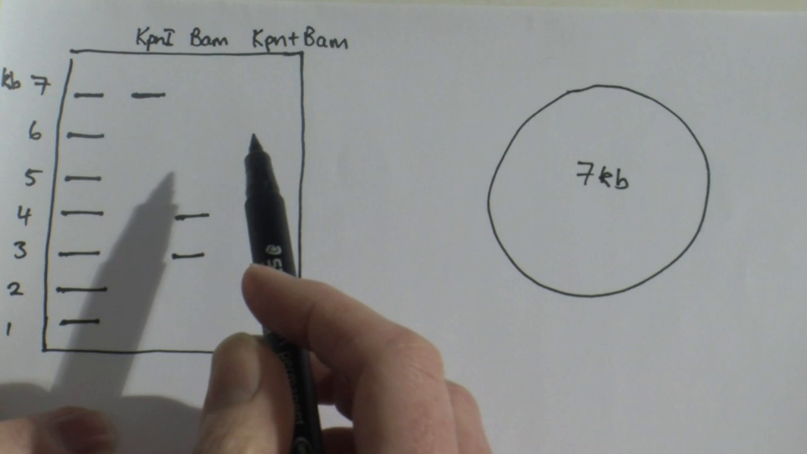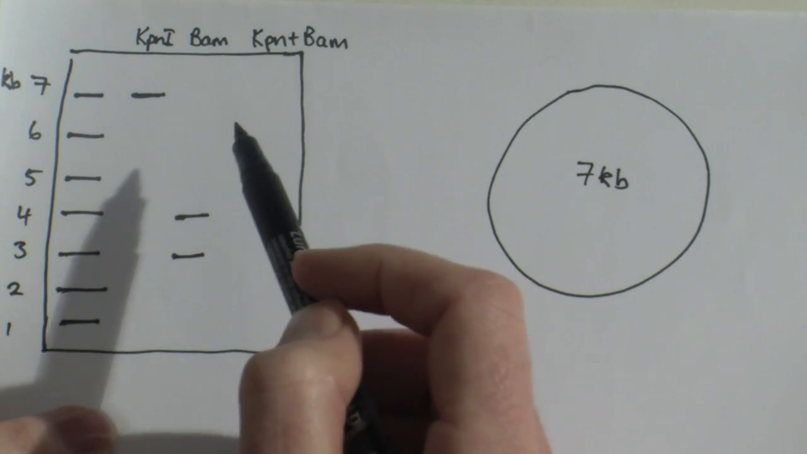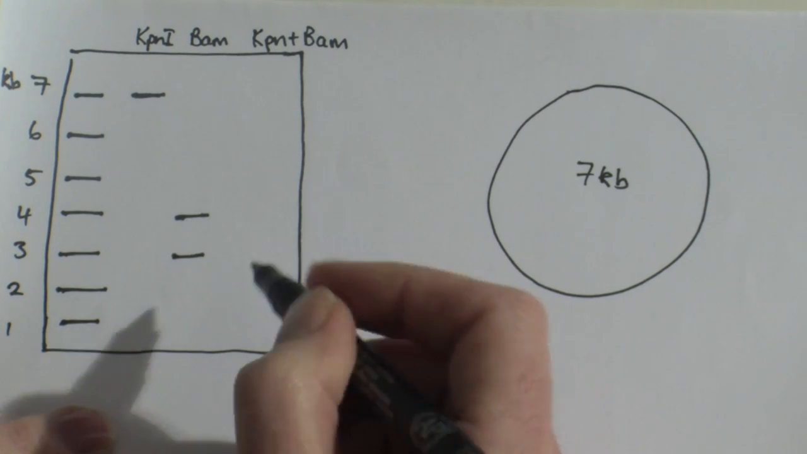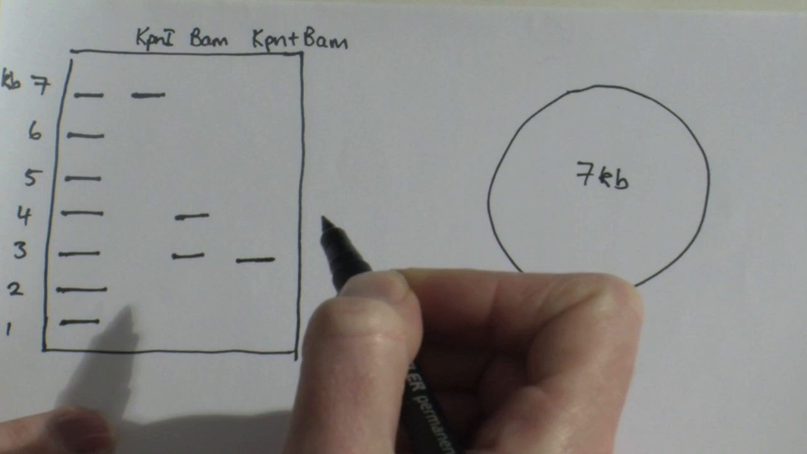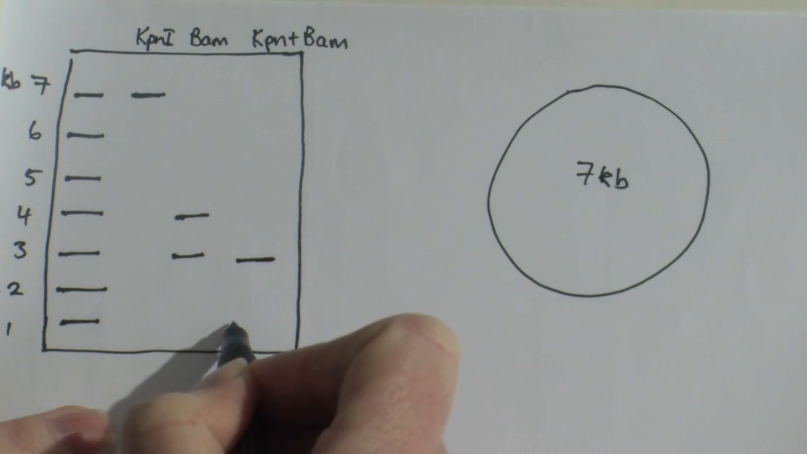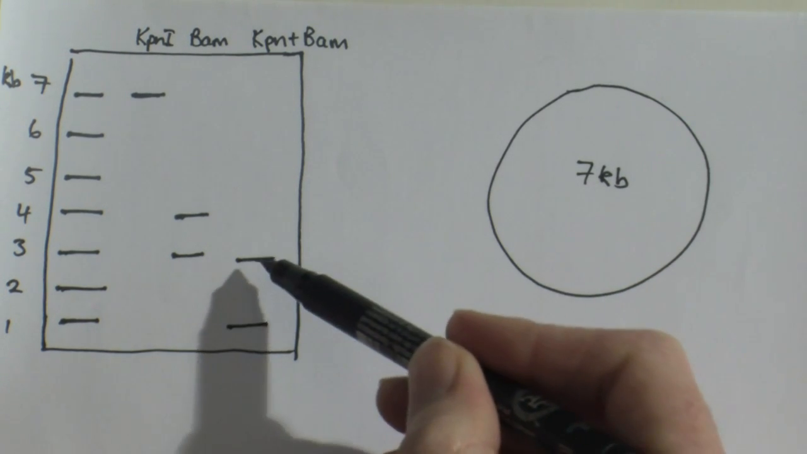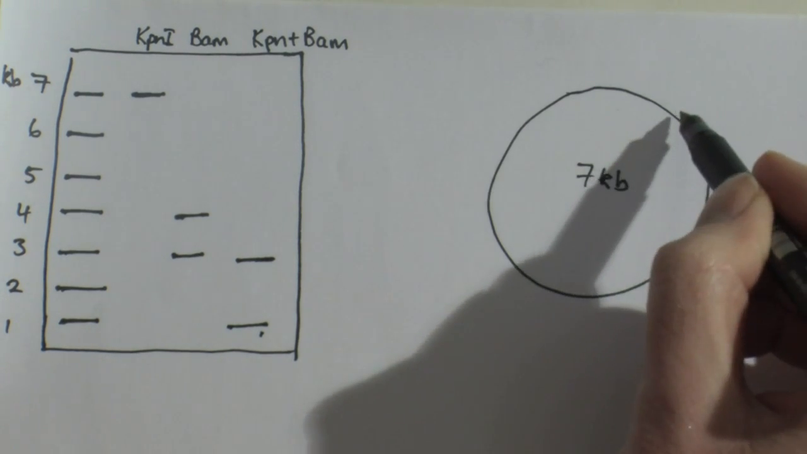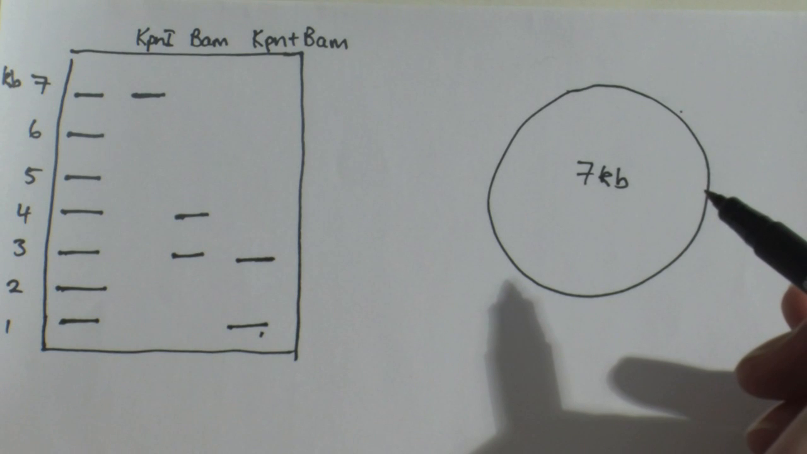Now, if I do a double digest, in this example, I used KpnI and BamHI together. A double digest of the plasmid gave me a different pattern of bands. In this case, I have a band here at 3 kilobases and a band at 1 down here. So the complication is trying to figure out how I managed to get this banding pattern and where the restriction sites occur in relation to each other on this plasmid.